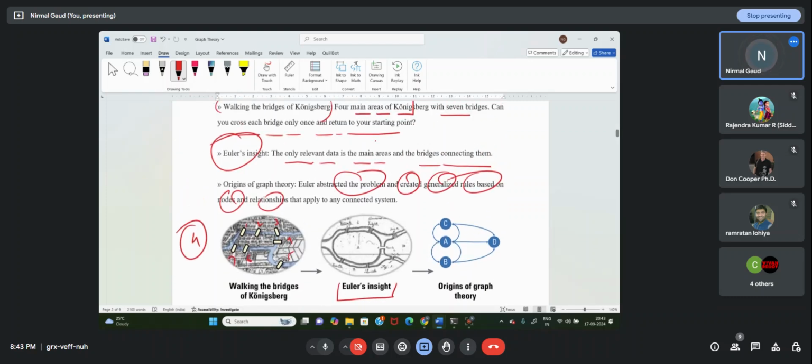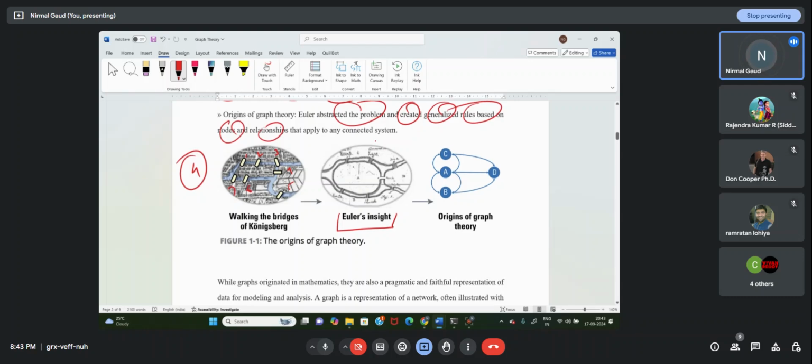It's written above: only the relevant data. That means I just want to talk about the bridges and the islands. That is Euler's insight, and then it was converted into a graph. This is the graph, where I'm having four islands, and I do have seven bridges. You can see, every node which is connected by an edge is a bridge between them. So I do have such bridges.